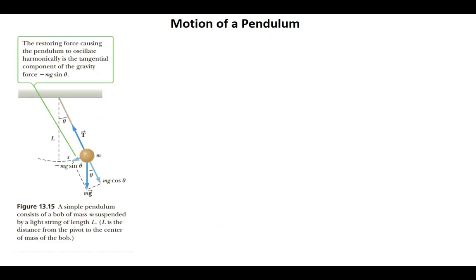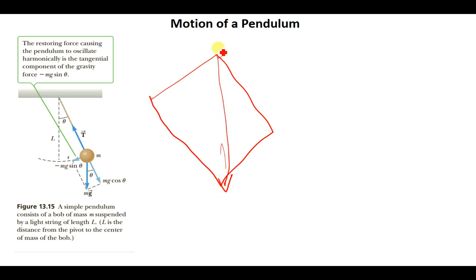So the motion of a pendulum. Imagine you have a pendulum like this, and as you can see, let me just draw this part there. We have something like this. Then this is the weight of the bob. So the weight of the bob is given by mg.